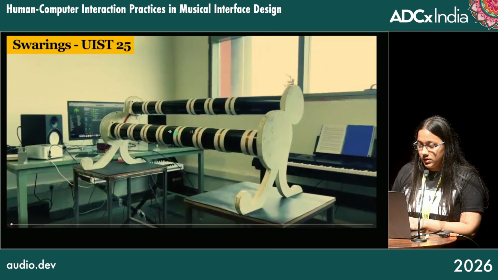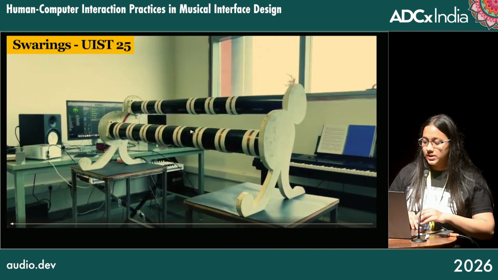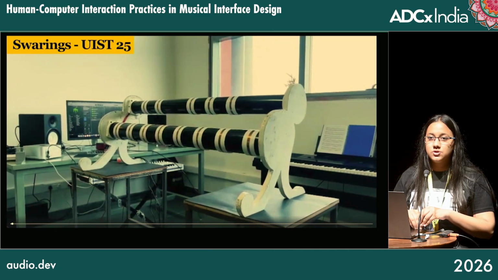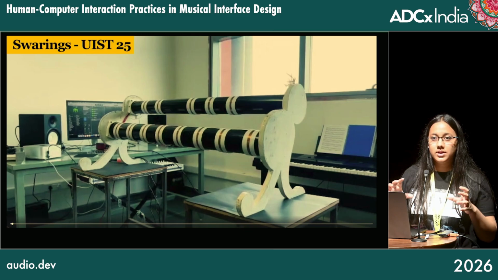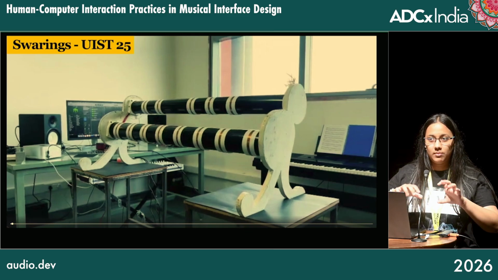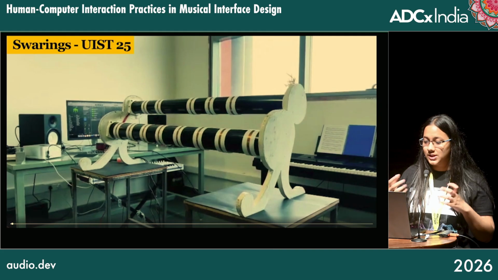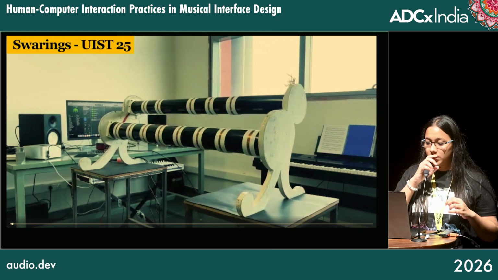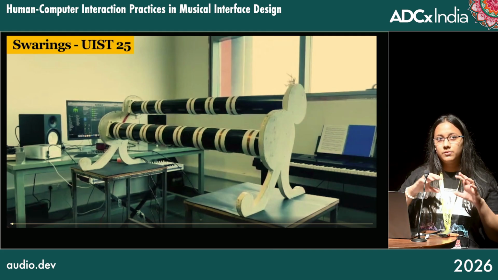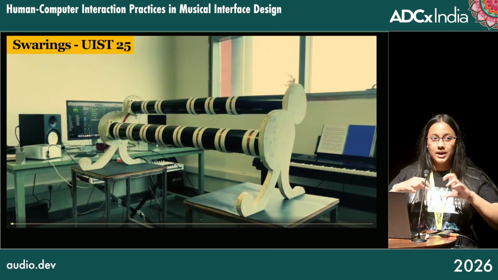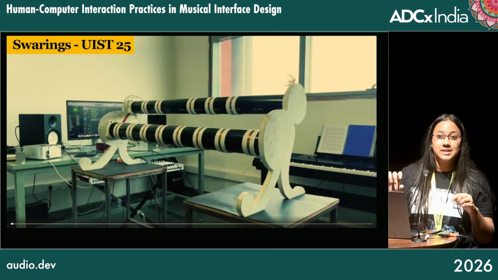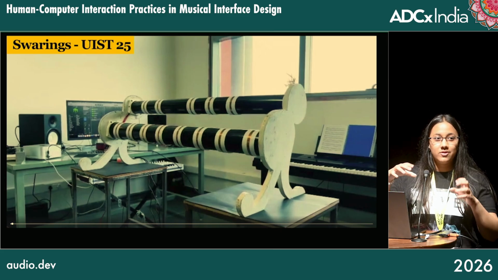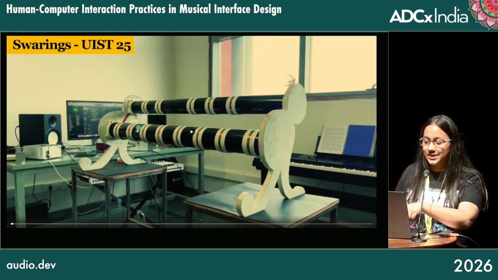Next, this instrument is Swarings. This instrument started as a coursework project where we actually had to design a new kind of interaction, a new instrument. If you know about NIME, new interfaces for musical expression, we started with that, and the idea was to have a new sort of interaction while making the instrument. The inspiration came from the accelerator of a bike, or rings. That's why you see a lot of rings here.